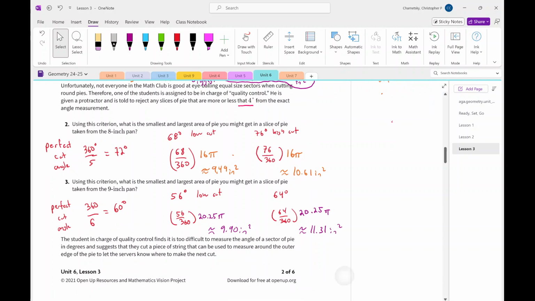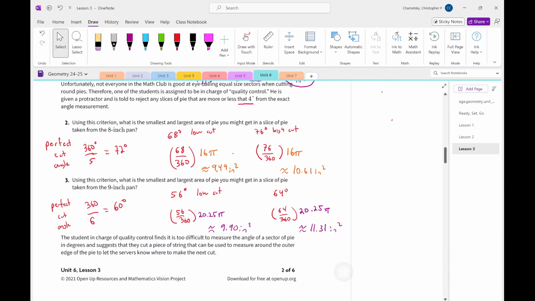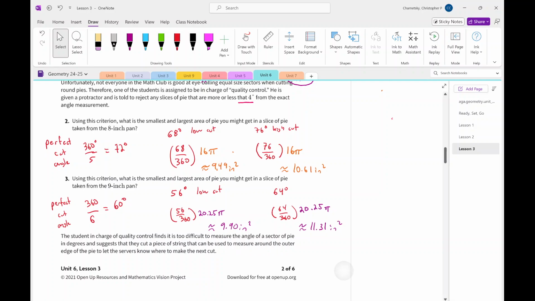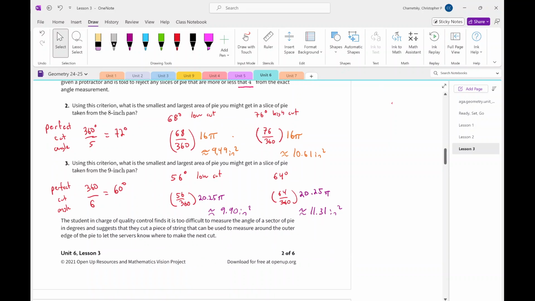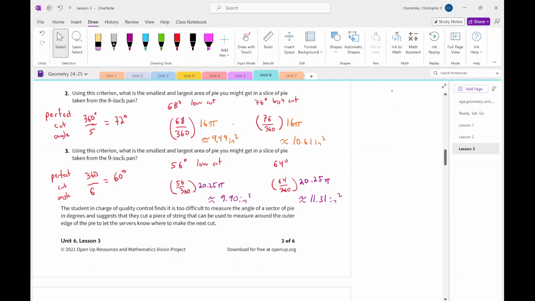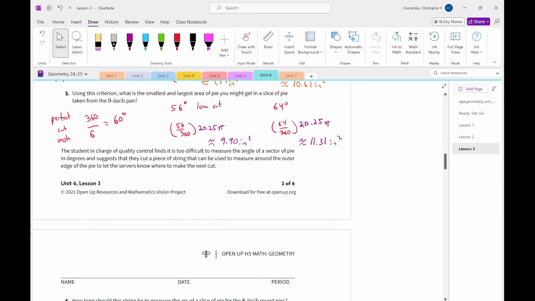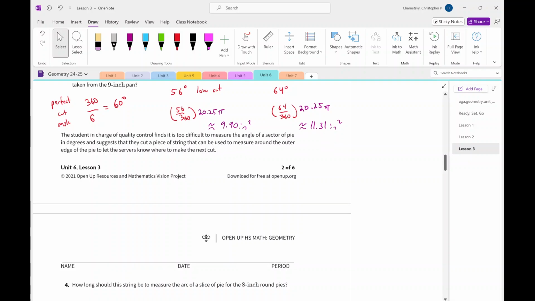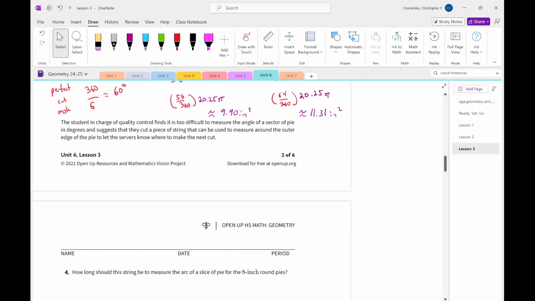The student in charge of quality control finds it too difficult to measure the angle of a sector of a pie in degrees and suggests instead that they cut a piece of string that can be used to measure around the outer edge of the pie to let the servers know where to make the next cut. So essentially they're going to go around the pie using the circumference and dividing the circumference into what they needed, and then using that string to mark it out. So rather than trying to gauge the angle in the middle.